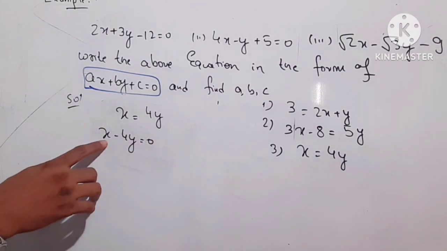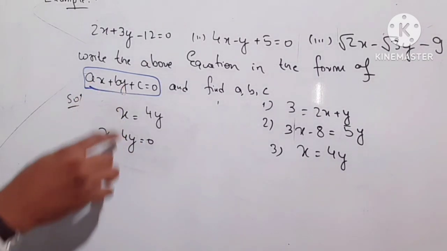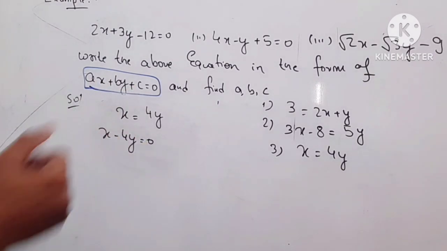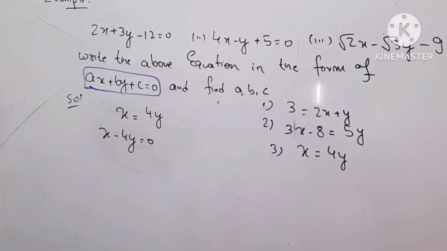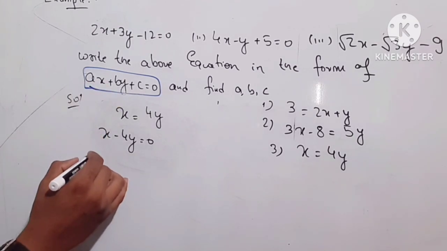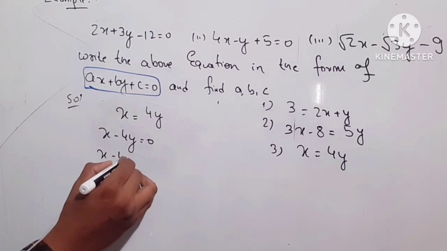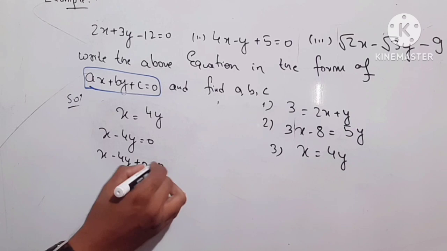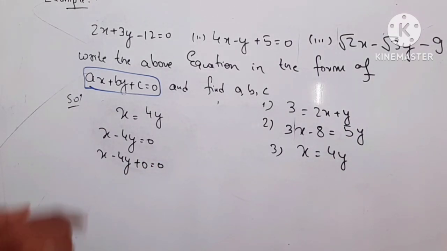Why is it done? Because x is there, y is there. But what about c? C is not there. So no value, sir. In that case, you will place 0. It should always be in this form only. If nothing is there, you write 0. Just like x minus 4y plus 0 or minus 0, it doesn't matter. Okay, so done. So a value is how much?